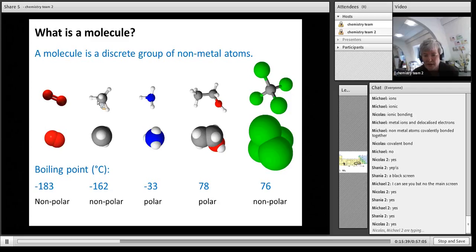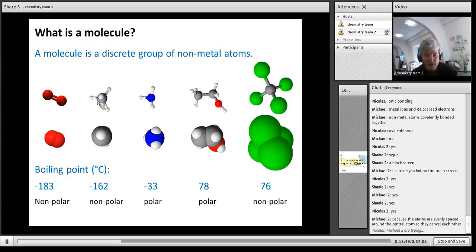So a few of you are typing. Okay, right, because the atoms are evenly spaced around the central atom, so they cancel each other. Just be careful about the pronoun "they". I know you're rushing to type in a lesson like this, but try and avoid pronouns because they're ambiguous. Do you mean the atoms cancel each other? It's really the bond dipoles that cancel each other. But otherwise you've got the right idea.